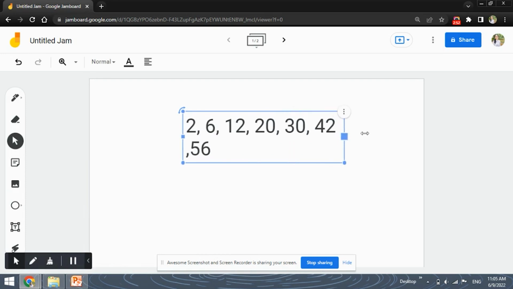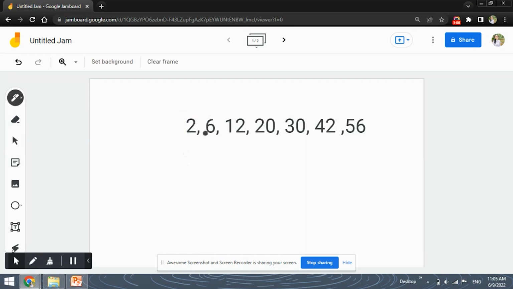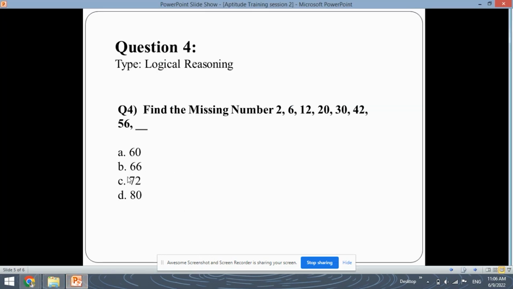If we observe the sequence properly, the difference between 6 and 2 is 4. Similarly, the difference between 12 and 6 is 6. Then 20 minus 12 is 8, 30 minus 20 is 10, 42 minus 30 is 12, and 56 minus 42 is 14. So these differences are multiples of 2: 2 2s are 4, 2 3s are 6, 2 4s are 8, 2 5s are 10, 2 6s are 12, and 2 7s are 14. So our next difference should be 16. We just need to add 56 plus 16, which is 72. So 72 is the answer, which is option C.